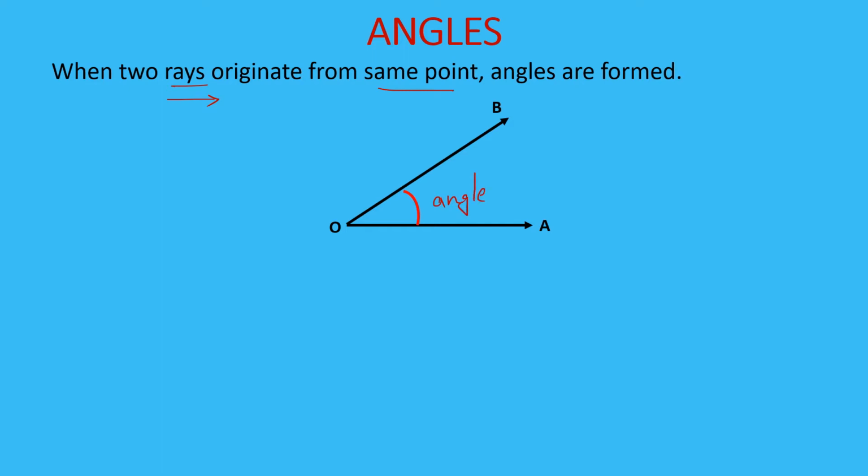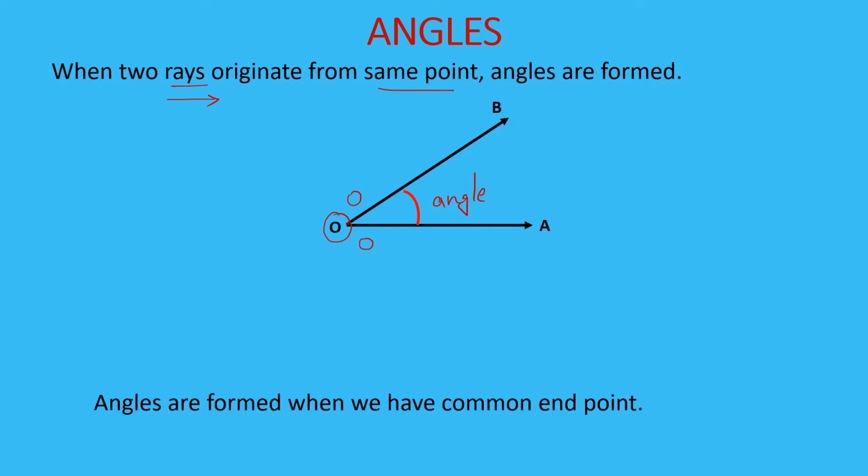So how is this angle formed? When we have two rays with the same point. Now the same point is O, right? This ray OA has O as the end point and OB also has the point O at the end. So we can say that angles are formed when we have a common endpoint. O is in OA and O is in ray OB also. That means this point O is common. So angles are formed when we have a common endpoint. Now I think it's clear how angles are formed.